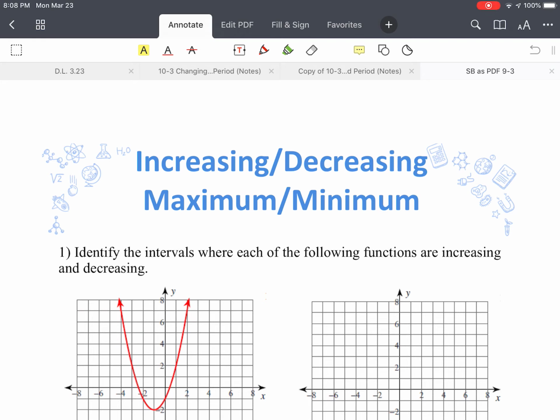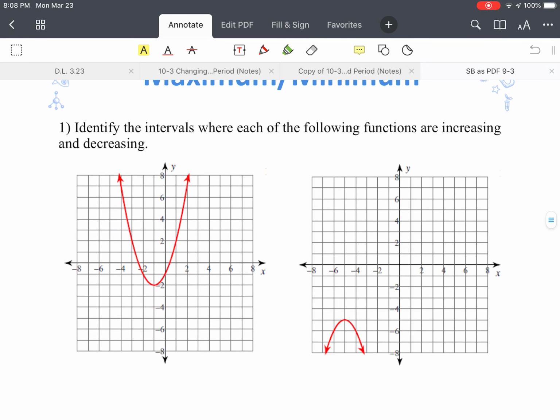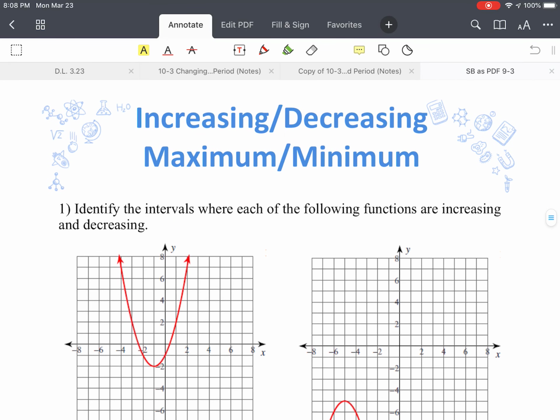What I want you to do is right now turn in your notes to lesson 9-3. And the first question is this: identify the intervals where each of the following functions are increasing and decreasing. So take a second to get yourself there and then come back when you're ready. Okay, so here we are.